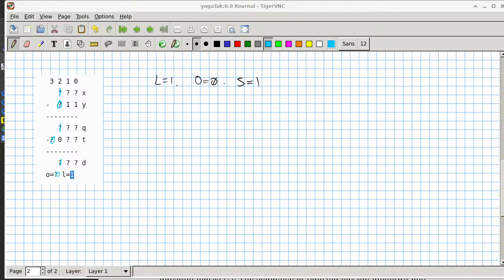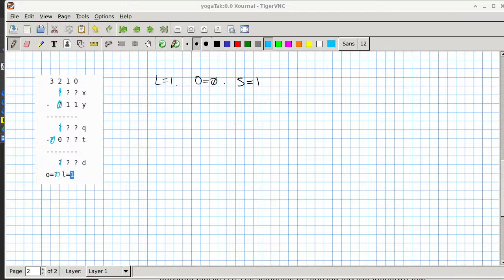How do we figure out things in column 1? We know there's a borrow of 0 here, right? This is an overall borrow of 0. So that means x1 minus y1 did not end up with a borrow. Neither does q1 minus t1. We already know y1 is a 1, right? Can x1 be a 0?